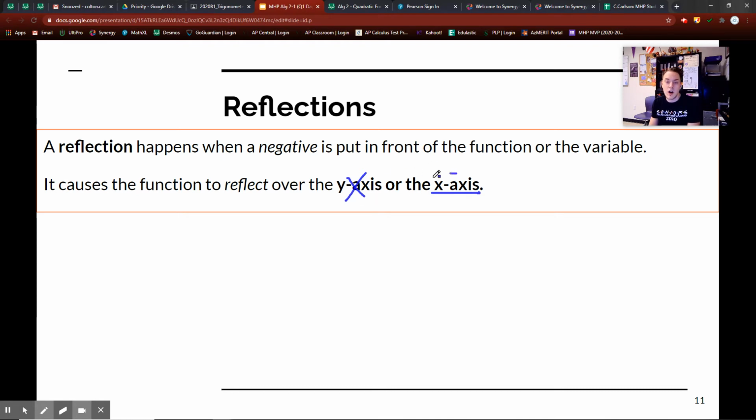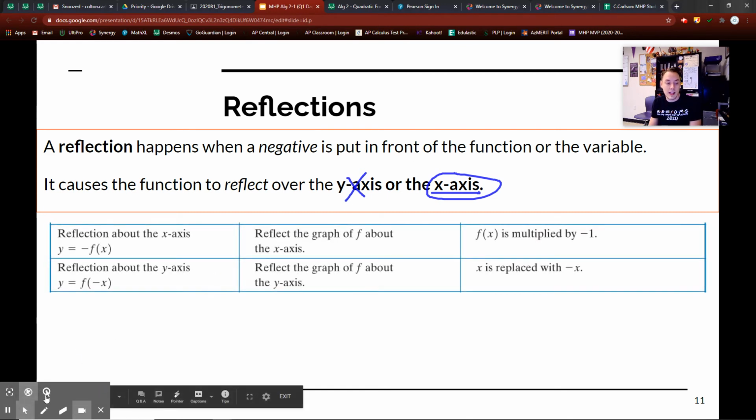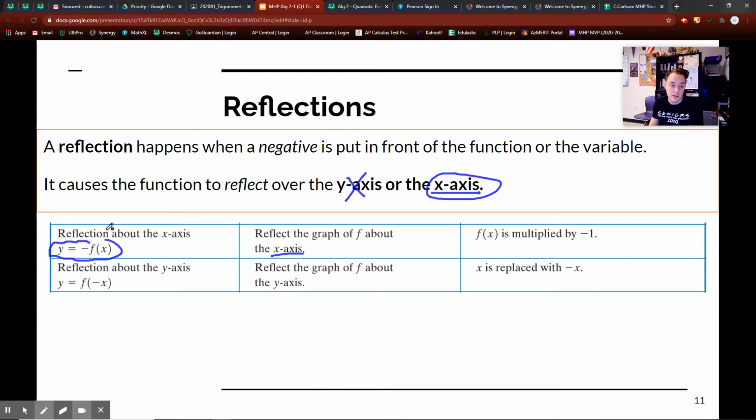But with all the graphs that we're going to be looking at, we're primarily just going to be looking at the x-axis flips. So what does that look like? Well, if I want to flip over the x-axis, I just put a negative out front. Okay, so let's go through that one first. So basically, your function is just multiplied by -1. So in this case, it would be the same thing as y equals like -x². Okay, and so that will look something like this.